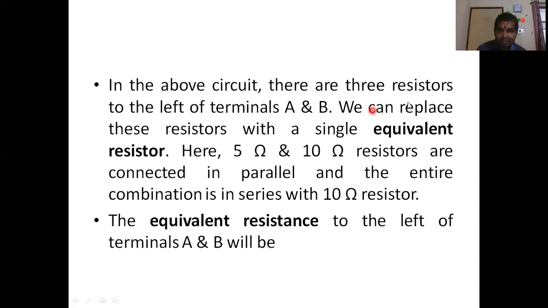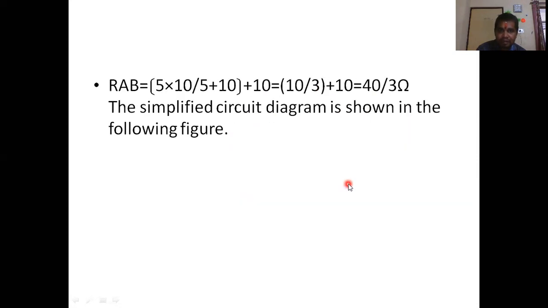In the above circuit, there are 3 resistances to the left of terminal AB. We can replace these resistances with a single equivalent resistance. 5 and 10 are connected in parallel and the entire combination is in series with the 10 ampere. So what will be there here? 5 and 10 parallel, so 5 into 10 divided by 5 plus 10, plus 10. So you are getting 45.3 ohm.